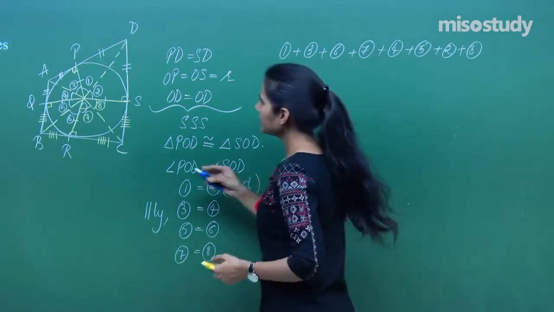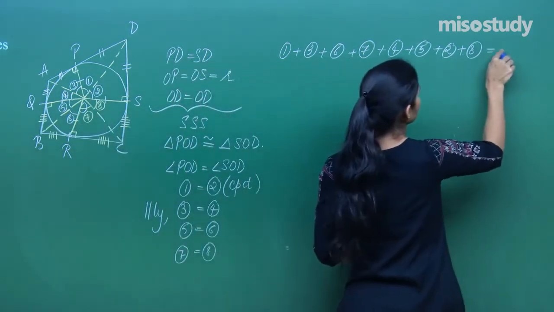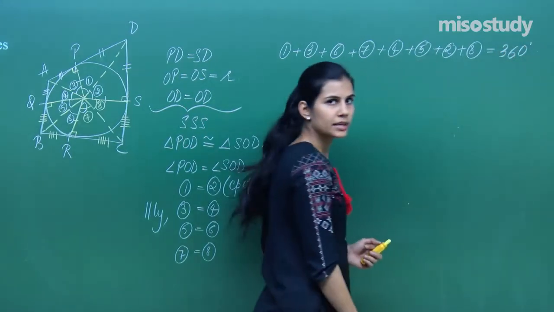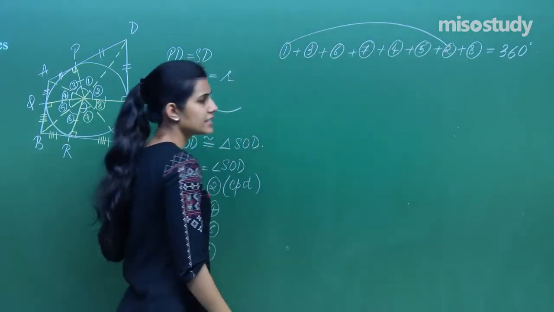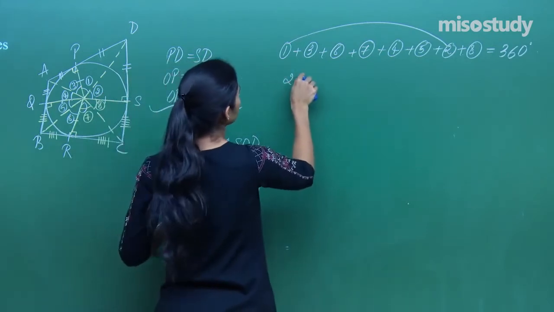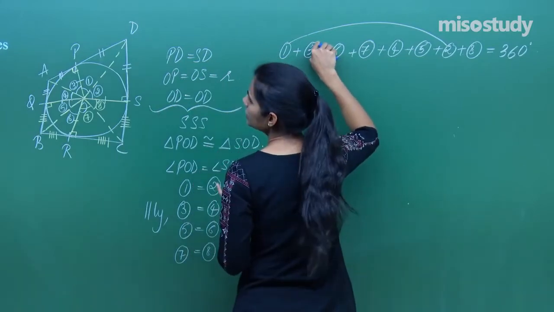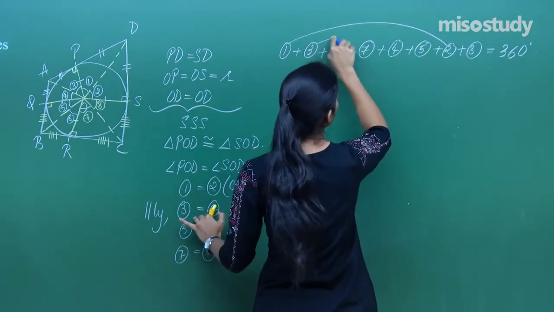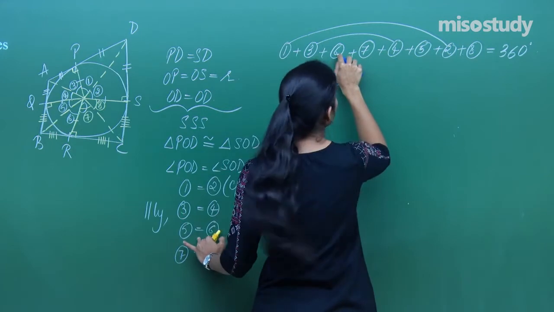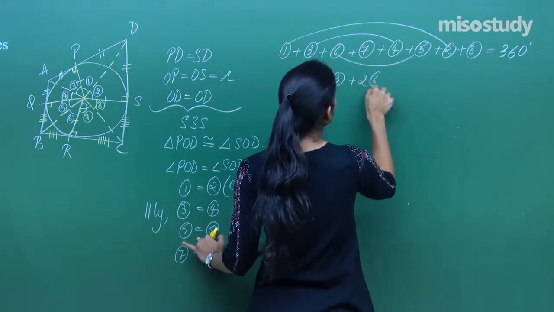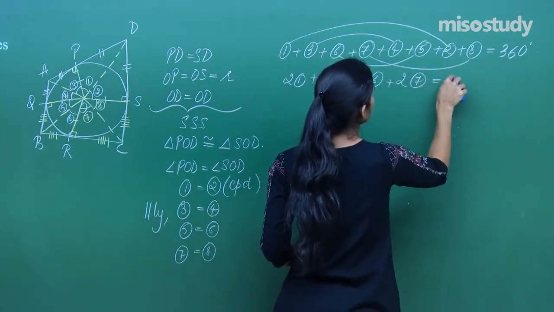I know that this is representing the angle at the point O. An angle at a point completely is of 360 degree measure. So this is 360 degrees. But 1 is same as 2, so I will be writing twice of 1. Then you have 3 is same as 4, so I will be writing twice of 3. 6 is same as 5, so I will be writing twice of 6. 7 is same as 8, so I will be writing twice of 7.